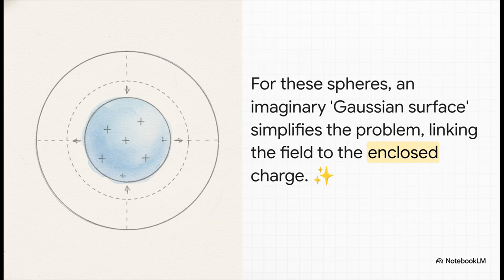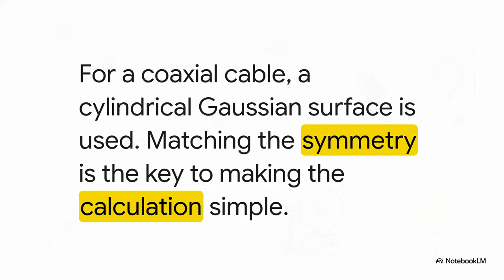It's amazing. And this trick doesn't just work for spheres. Take something like a coaxial cable. The symmetry here is cylindrical, right? So we just use a different shaped bubble. We draw an imaginary cylinder inside. The principle is the same. As long as the shape of your imaginary surface matches the symmetry of the object you're studying, Gauss's law turns what looks like an impossible problem into something incredibly straightforward. It's all about picking the right tool for the job.